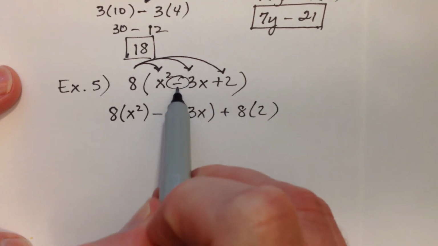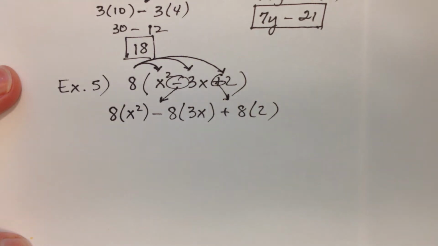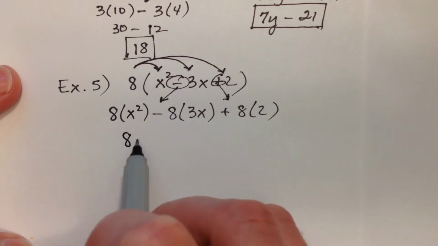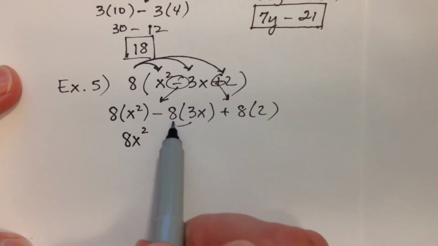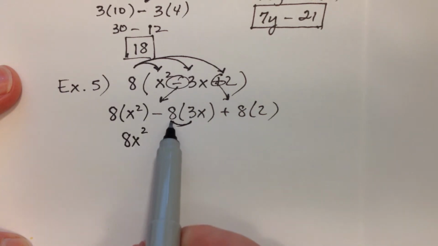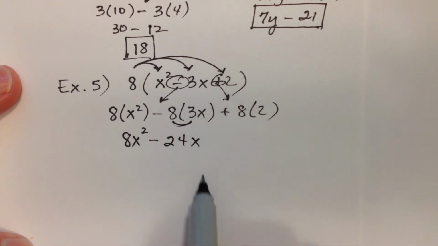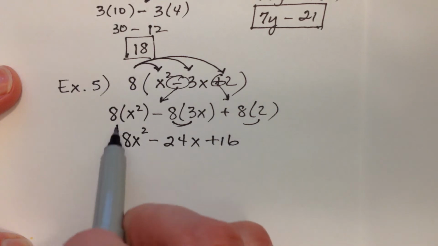And again, notice this negative sign I brought down here and this positive sign I brought down here because it's subtraction and addition. And I wanted to keep the integrity of those signs intact. So 8 times x squared is really just 8x squared. And an 8 times a 3x, we're going to multiply these coefficients. This is a constant, this is a coefficient. We can just multiply them and say minus 24x. And then 8 times 2 is 16.